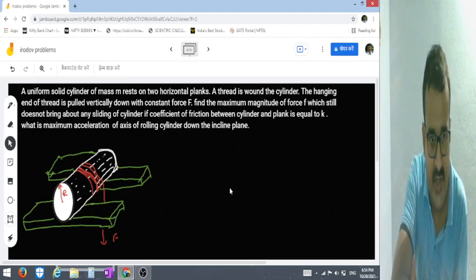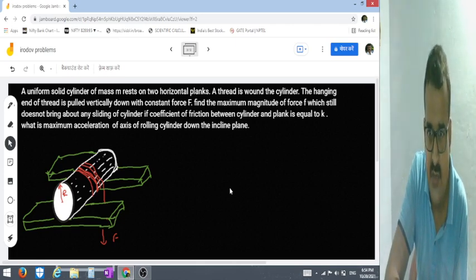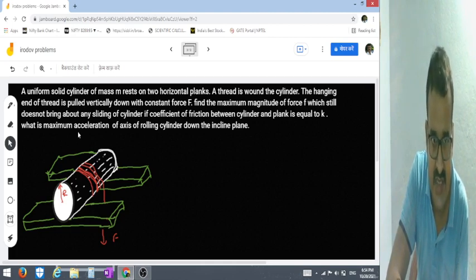A uniform solid cylinder of mass m, as you are seeing in this diagram, rests on two horizontal planks. These are the planks that I have drawn in green color. A thread is wound on the cylinder, as you see in red color. The hanging end of the thread is pulled vertically down with constant force F.